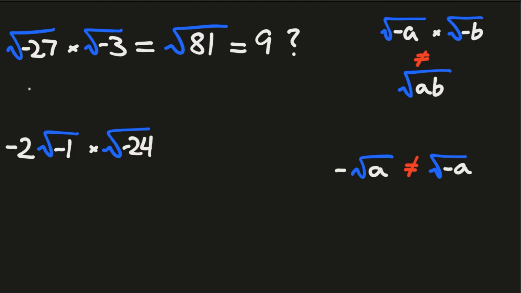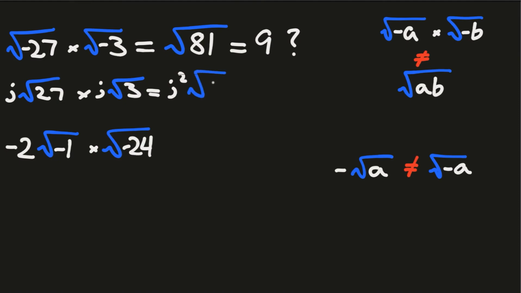To confirm our answer, let's use our previous method. So we know that the square root of negative 27 is simply i times the square root of 27, and that the square root of negative 3 is simply i times the square root of 3. We multiply i and i, so we're left with i squared, and now, since these two numbers are positive, we can multiply them, and we're left with i squared times the square root of 81. I squared is simply negative 1, the square root of 81 is simply 9, so our answer is negative 9.